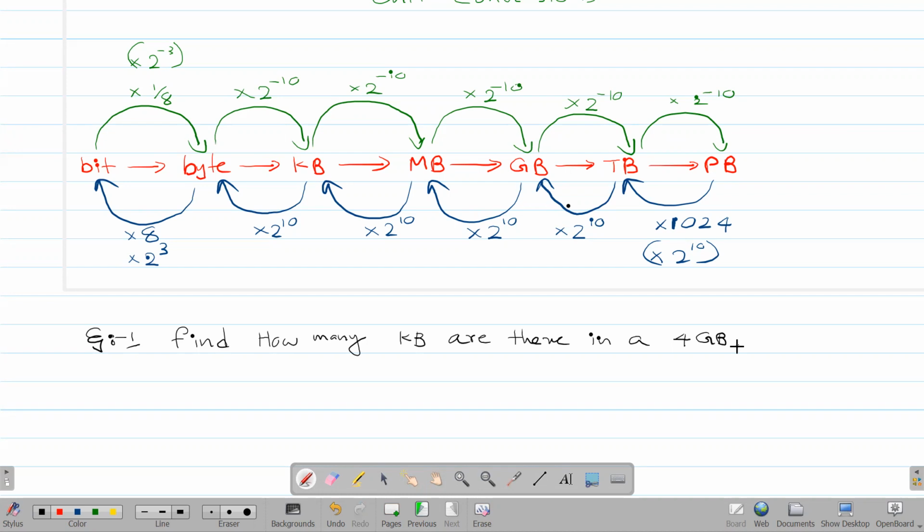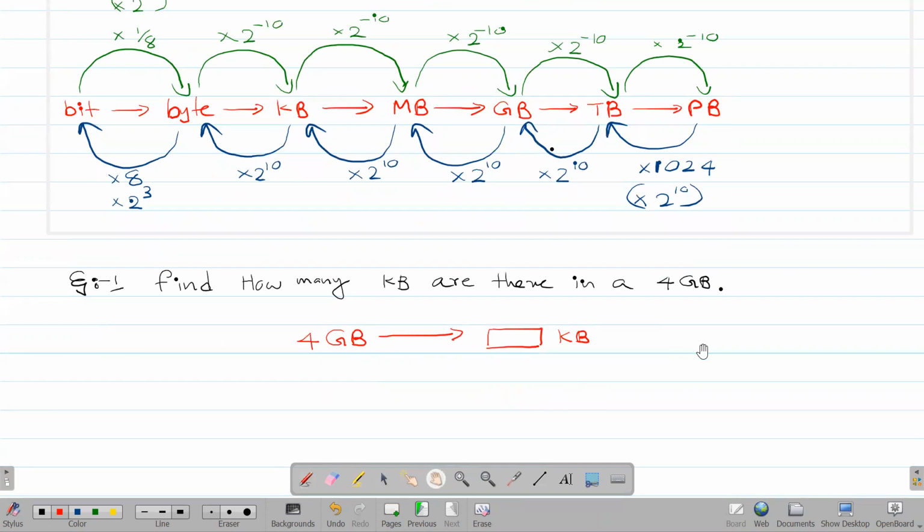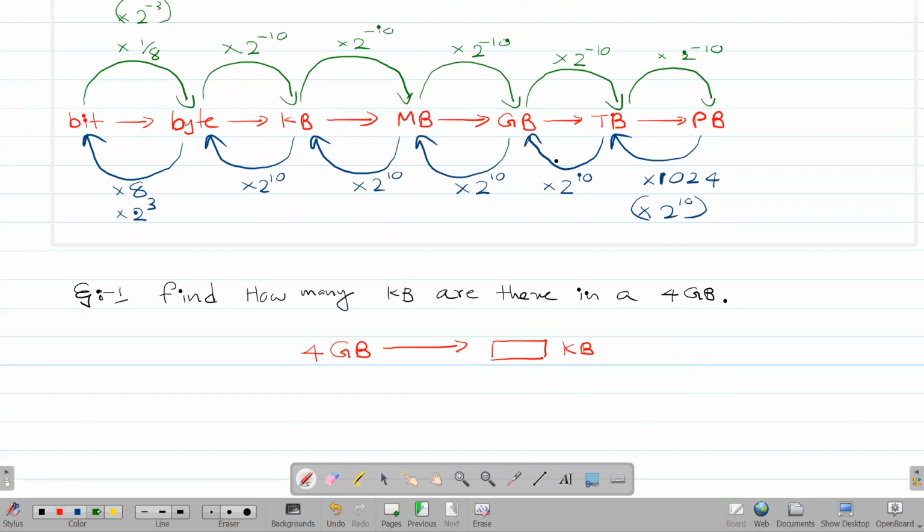Right, find how many kilobytes are there in 4 GB. So what you need to do is convert 4 GB into some amount of KBs. How are we going to do this? First of all, you are going to write the journey from gigabyte to kilobyte. So it's going to be gigabyte, then it comes to the megabyte, then it will come to the kilobyte.